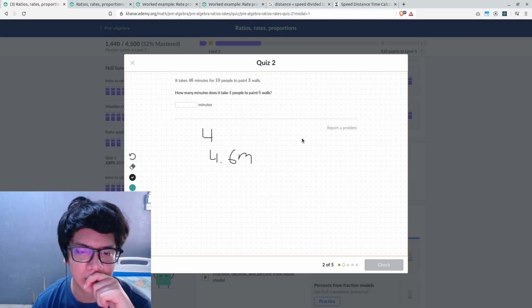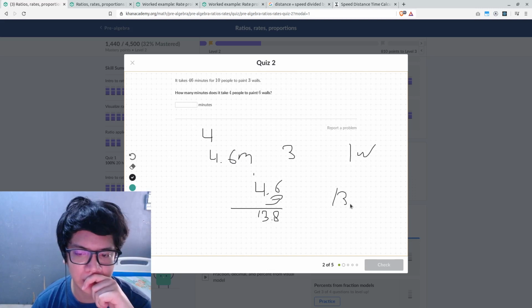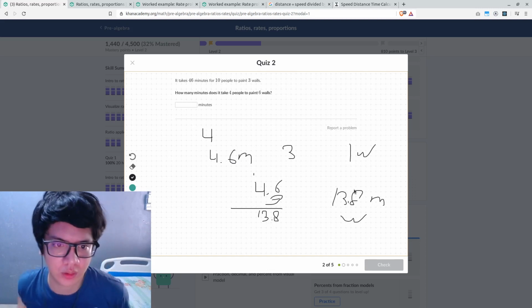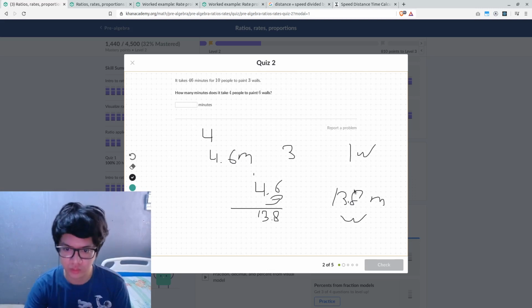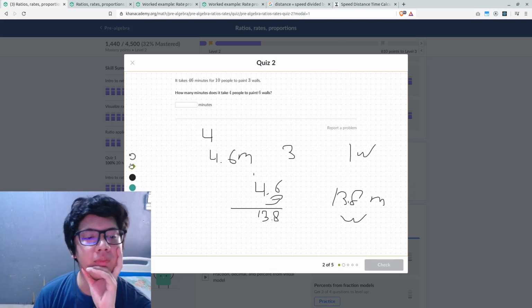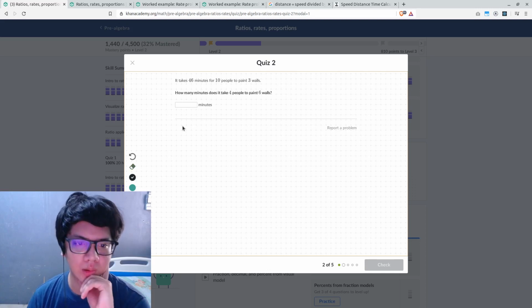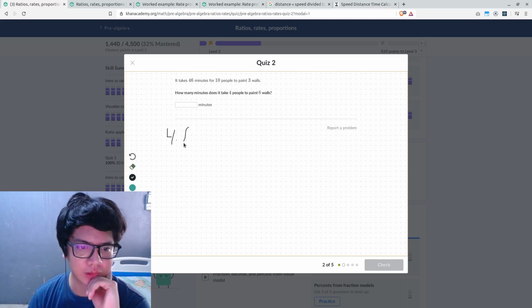Not really. 4.6, that makes 3 walls. So one wall would be 4.6 times 3, 13.8 minutes per wall. And it would take 10. Well, let's try this again. Let's try this whole thing. Okay, so 4.6 minutes.